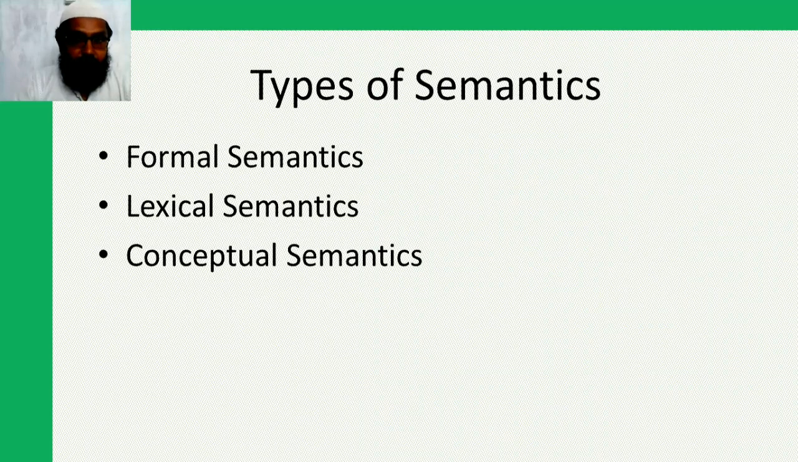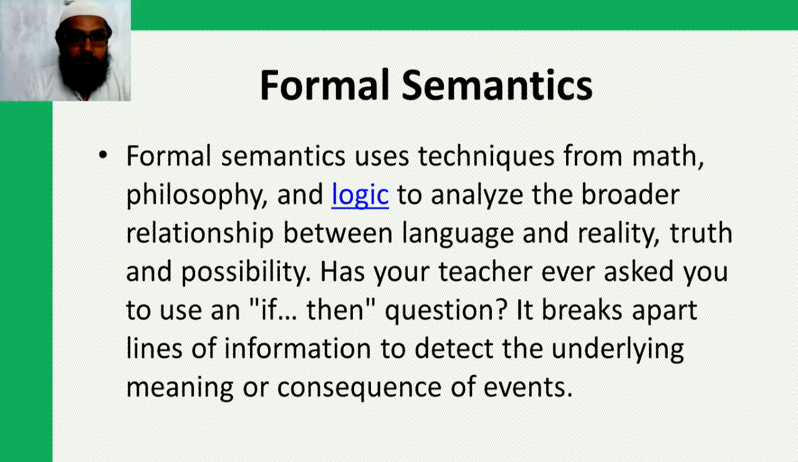So types of sentences, types of semantics. Here we are having three types. One is formal semantics, second one is lexical semantics, third one is conceptual semantics. Let us see one by one.